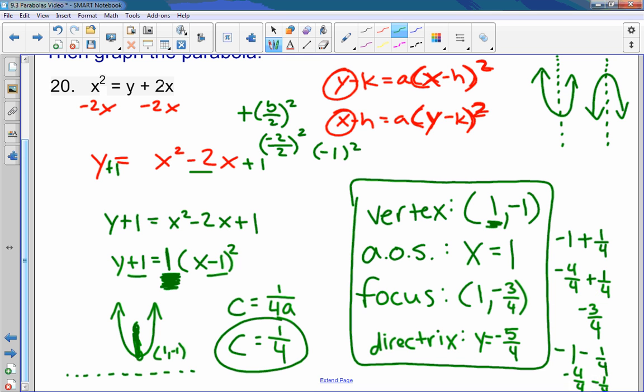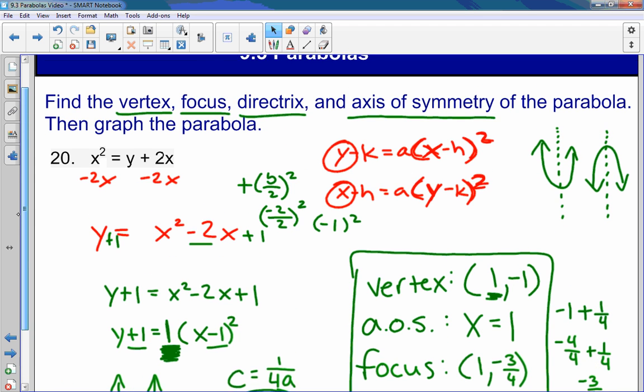I hope this helps you get ready for the more complex problems in Chapter 9 when we're talking about parabolas.